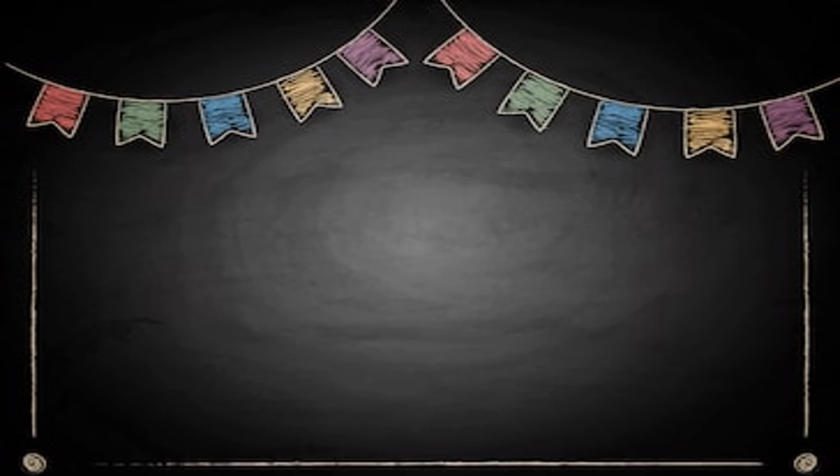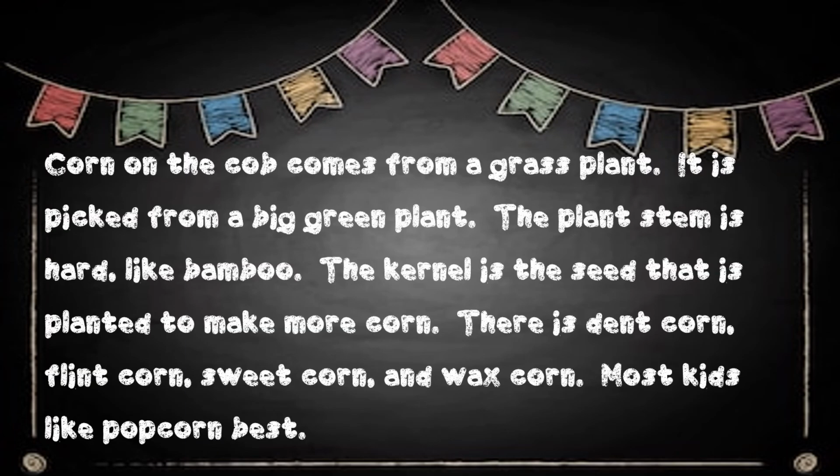Do you know what a paragraph is? We know that a paragraph is a group of sentences, like this one here. Let me read it to you. Corn on the cob comes from a grass plant. It is picked from a big green plant. The plant stem is hard like bamboo. The kernel is the seed that is planted to make more corn. There is dent corn, flint corn, sweet corn, and wax corn. Most kids like popcorn best.